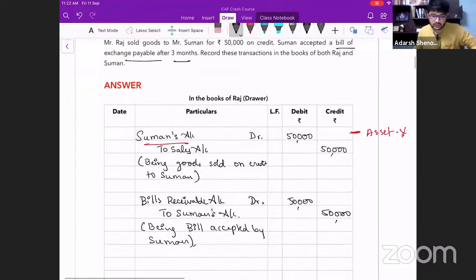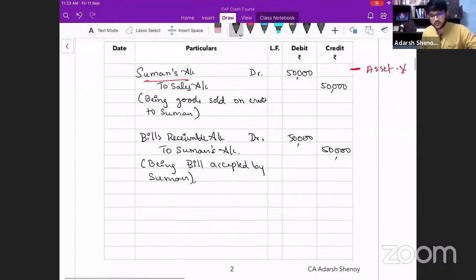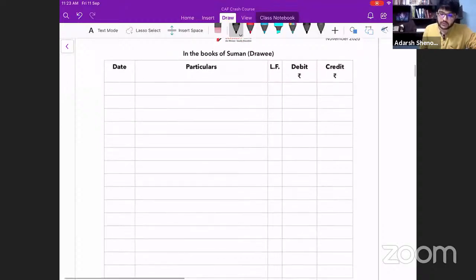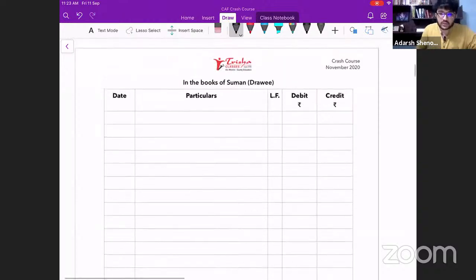Over, right? This is all we had to record. Two things in the books of Raj, the drawer. So we're done. Shall we enter these two transactions even in the books of the drawee? Yes, we will write it in the books of the drawee also. Now in the books of Suman, the drawee, first, is it purchases or sales for Suman?